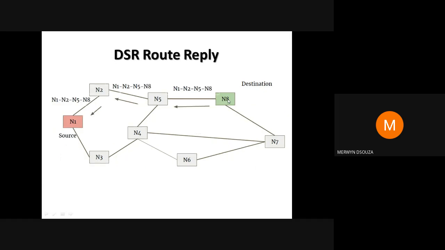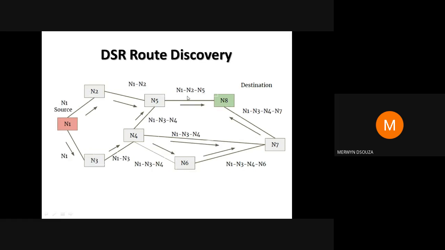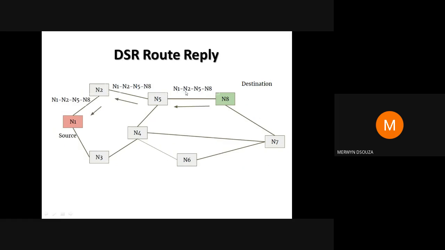In the next slide we'll see N8 chooses the shorter of the two packets. Obviously this is the shorter, it has just 3 nodes compared to this one, which has 4 nodes. When it adds its own name, the shorter route will have 4 nodes. Now it knows that after N8, the next node on the route is N5. So it adds its own name to the route and forwards the route reply packet to the node mentioned in this route, N5.